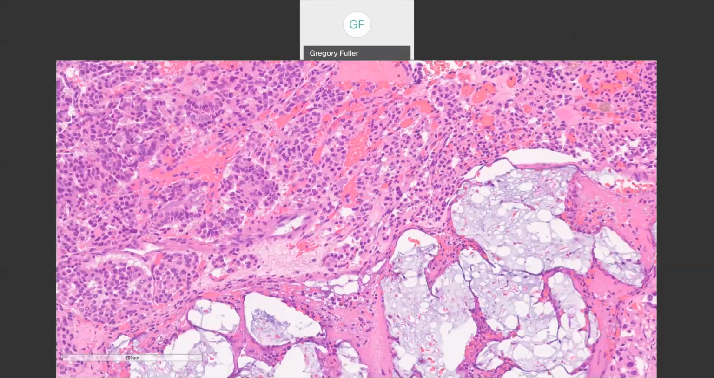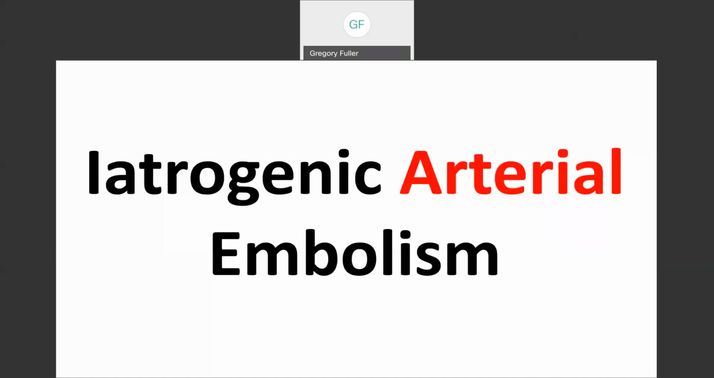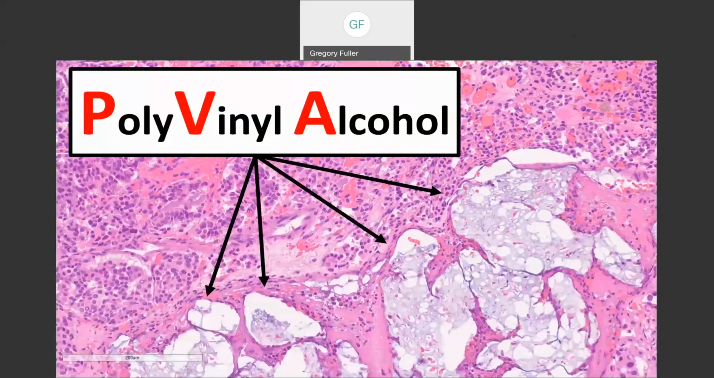What is that stuff? That's called PVA, right? We're talking about iatrogenic arterial embolism, iatrogenic, physician-induced. The interventional radiologist injected this. Why? Because the metastasis was highly vascular, to decrease bleeding, to decrease the technical issues for the neurosurgeon, and the number of units of transfusion that would have to be used. All right, this is PVA, polyvinyl alcohol. It's very recognizable if you know what all the different elements look like.